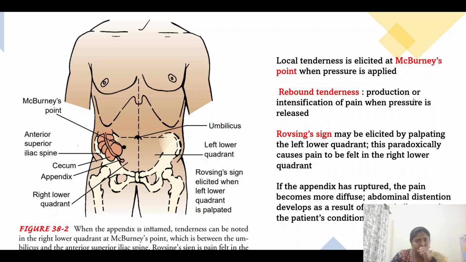Then rebound tenderness. In rebound tenderness, there is production or intensification of pain when the pressure is released. When we examine the patient and palpate this region, the patient will not have pain, but once you release your palpation, once you stop palpating, the patient will complain of rebound tenderness. Then the next one is Rovsing sign. Rovsing sign is when you are palpating on the left side, whether deep or light palpation, it causes pain paradoxically on the right side. Left side palpation will cause pain on the right side, that is Rovsing sign. So hope you understand these terms. McBurney's point; rebound tenderness, where on releasing the patient will complain of pain; and Rovsing sign, when the left side is palpated, the patient will complain of pain on the right side.